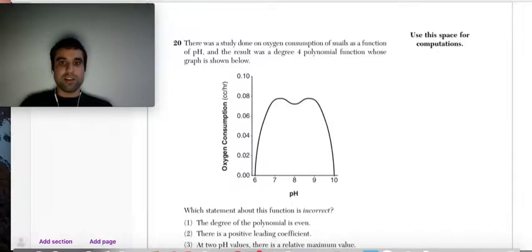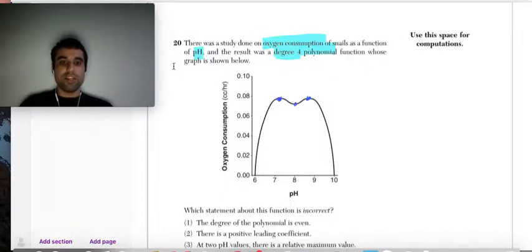There was a study done on oxygen consumption of snails as a function of pH. So that means we're going to have oxygen consumption on the y-axis and pH on the x-axis because it's a function of pH. The result was a degree 4 polynomial function whose graph is shown below. You don't need to be told it's a degree 4 polynomial because you could see there are 1, 2, 3 turning points. If you add 1 to the number of turning points, that'll always give you the degree of the polynomial.